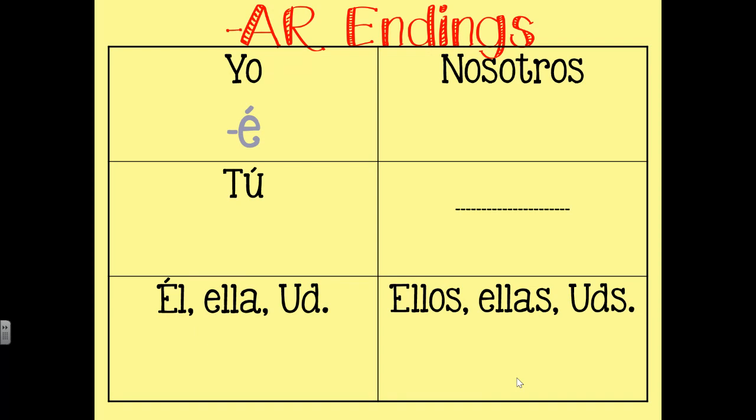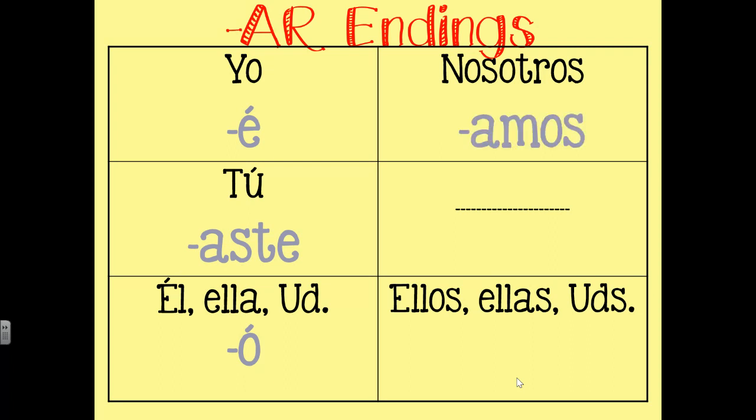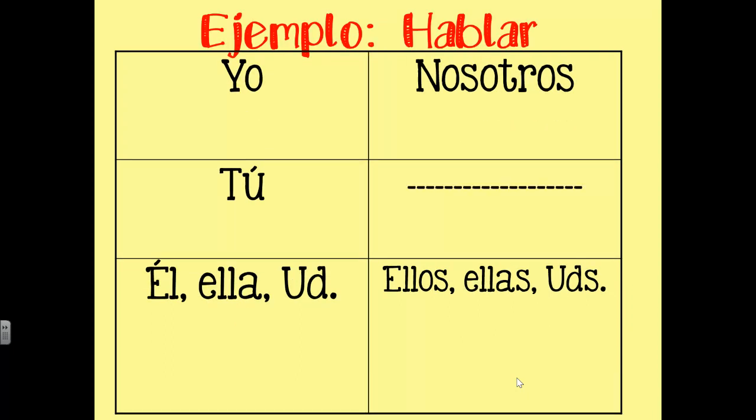So the yo form is E with an accent, and that's pronounced E. Then we have aste for the tú form, O with an accent for the ella, usted form. The nosotros ending is amos. And then for ellos, ellas, ustedes, we use aron, is how you say that. Don't say Aaron, okay?